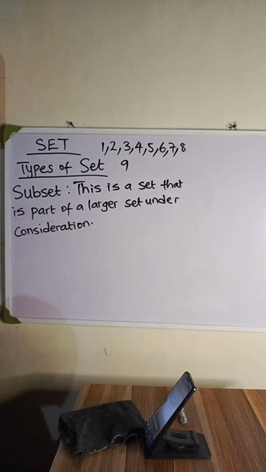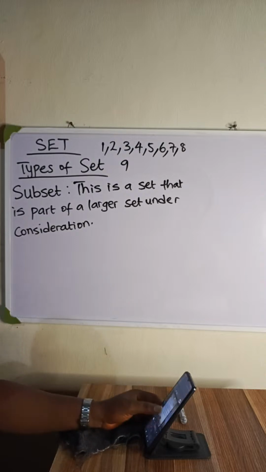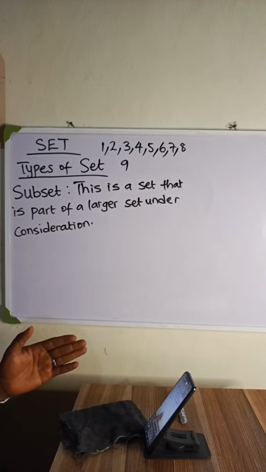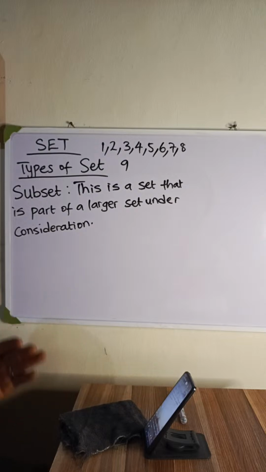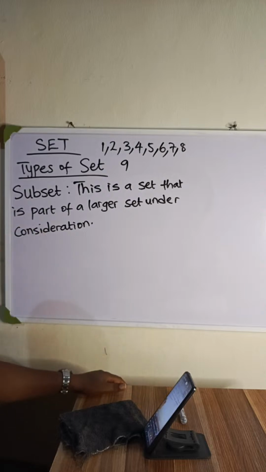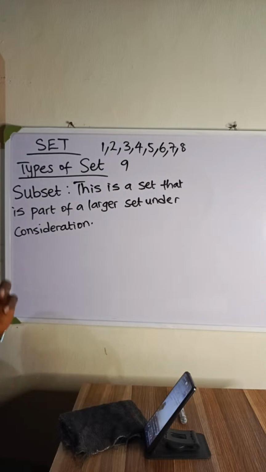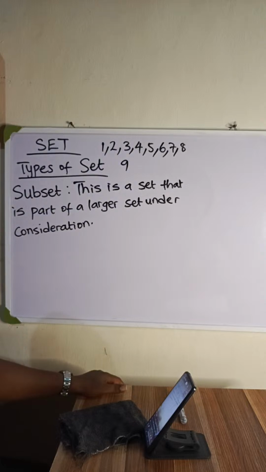So a subset is a set that is part of a larger set under consideration. Just as we looked at in the previous examples, the sets of states with the letter K, those are smaller groups that are part of the larger group, which is the states in Nigeria, right? So a subset is a set that is part of a larger set under consideration.